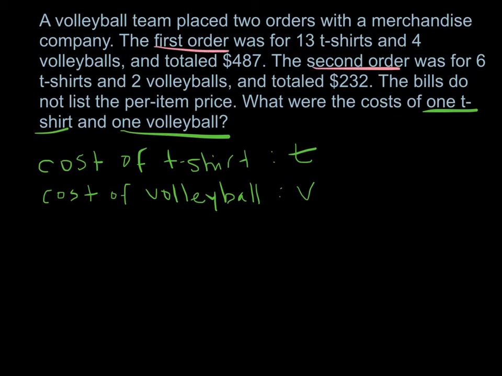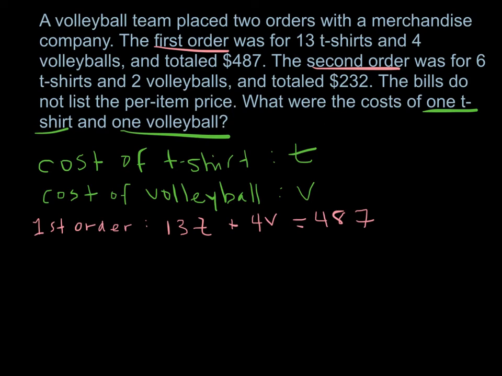For the first order, let's go ahead and make an equation. If we have 13 t-shirts, so 13 t for the cost of the t-shirt, plus 4 volleyballs, so 4 times the cost of the volleyball, gives us a total of $487. So we have 13t plus 4v equals 487. That gives us the total amount.